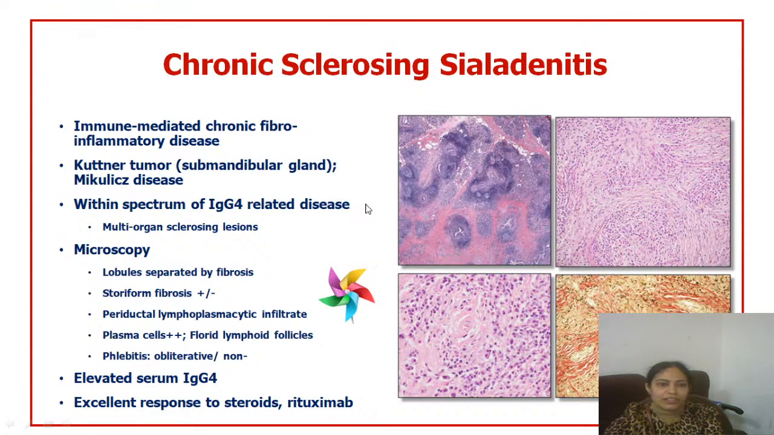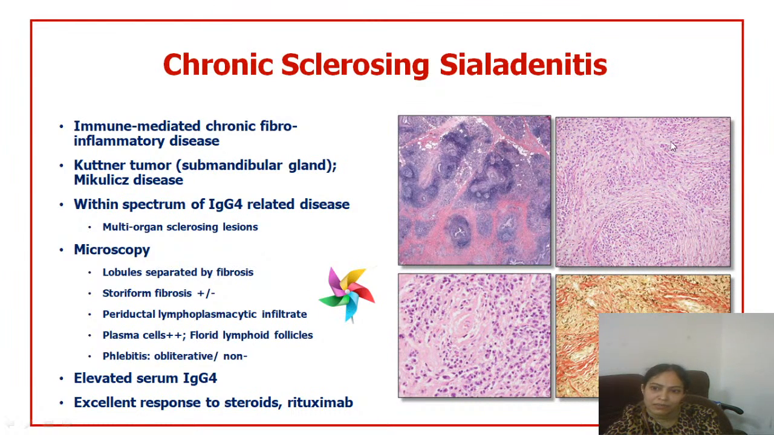Coming to IgG4 related chronic sclerosing sialadenitis, this is an immune mediated chronic fibroinflammatory disease, also known as Kuttner tumor in the submandibular gland. And in all the organs that are involved, you see the similar microscopy, which is sclerosing lesions which show lobules which are separated by thick fibrous bands. You can see these lobules here, and the pink areas are thick fibrosis. This fibrosis has a very peculiar architecture, as you can see here. It's called storiform fibrosis, which means it has a pinwheel like architecture.